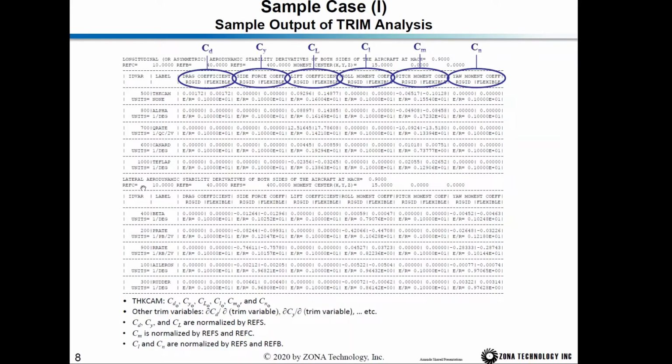Next, it will print out the lateral aerodynamic stability derivatives, and this is beta. This is roll rate. This is yaw rate. This is aileron. This is a rudder. So for example, this is CY beta. This is CL beta. This is CN beta. Okay.